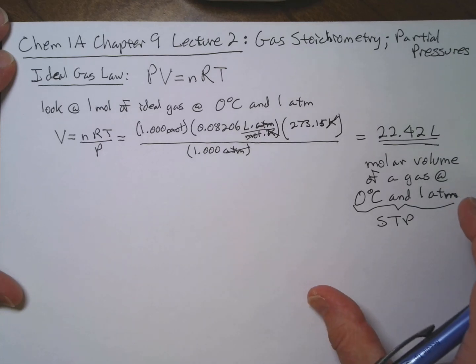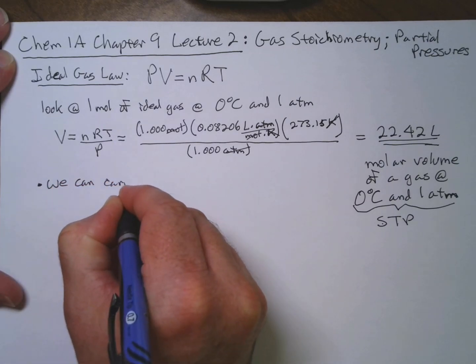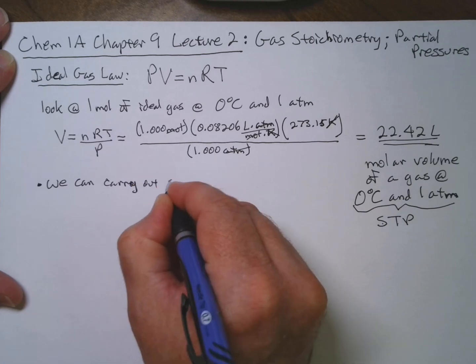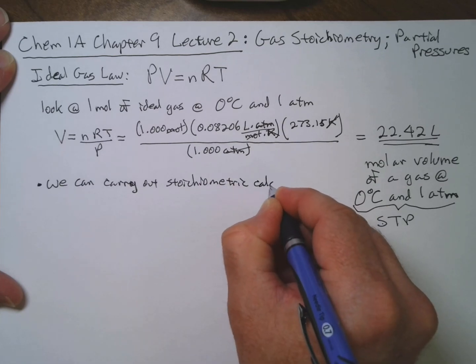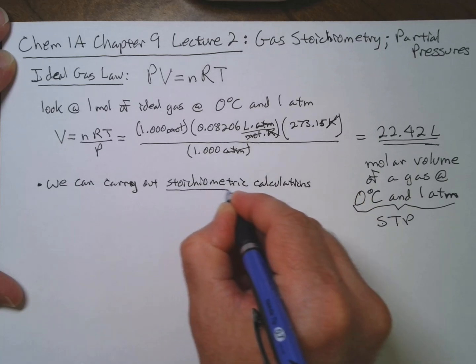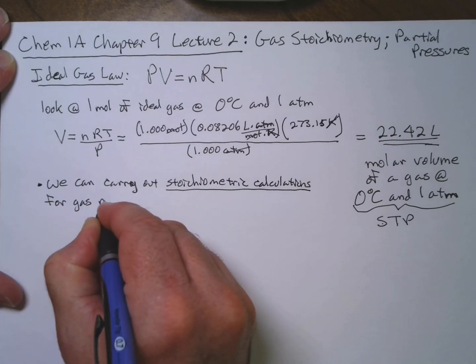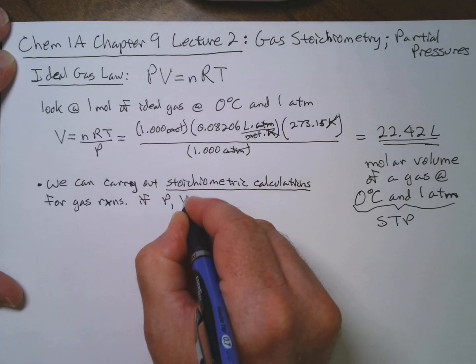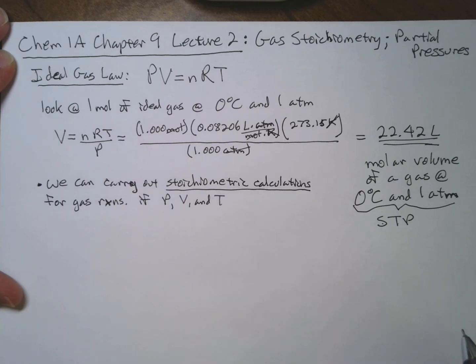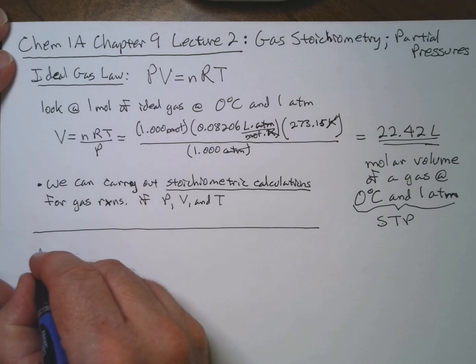So something like that. So basically we can carry out stoichiometric calculations for gas reactions if we know pressure, volume, and temperature, because that will enable us to calculate the number of moles. Now we can actually use this to calculate the molar mass of a gas.